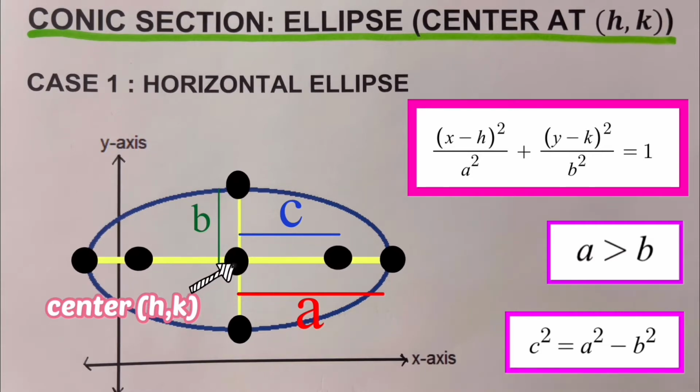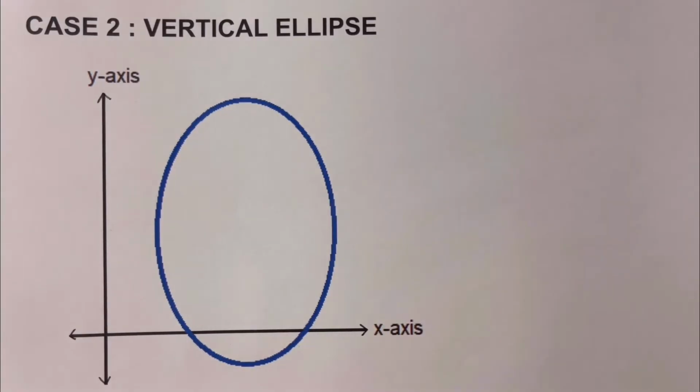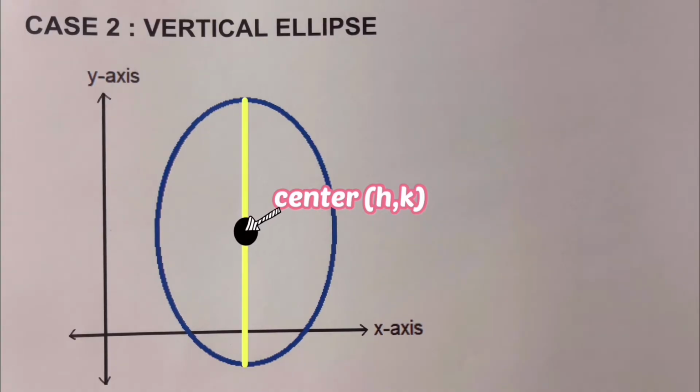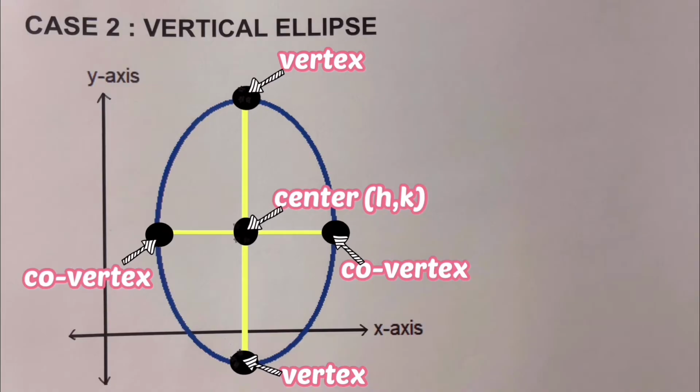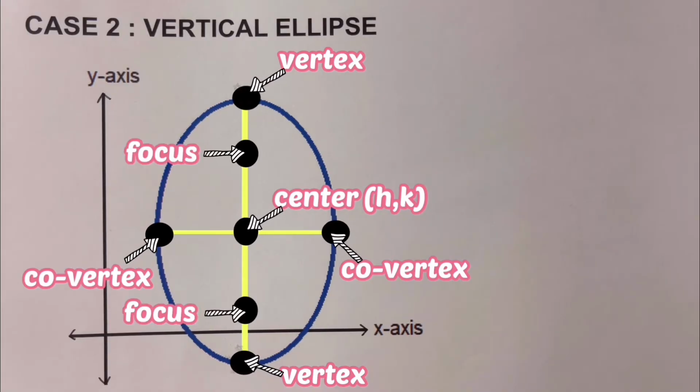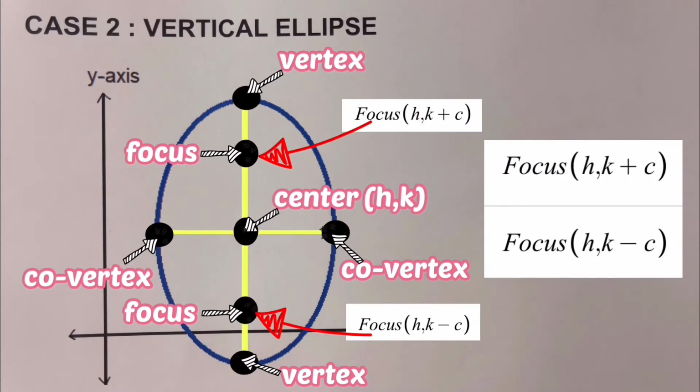Now, let's look at the second case of an ellipse, the vertical ellipse. We pretty much have the same parts. We have the center, the major axis, the two vertices, the minor axis, the two co-vertices, and the two foci. Now we remember that the coordinates of the foci of a vertical ellipse are (h, k ± c).